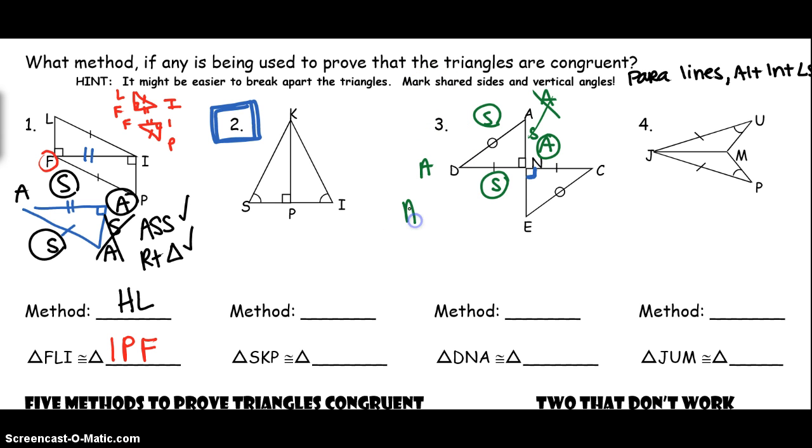Now, it's ASS, but is this a right triangle? Yeah, it is. It is a right triangle, so we're good. Hypotenuse leg proves that these two triangles are congruent. What I'm going to have you do is fill out what this goes with, because that we've practiced already, so I'm going to have you fill that out. And then I'd also like you to try 4 on your own also. So try 4, bring it to class, okay? So be careful with them. Make sure you look for your parallel lines, your shared sides, your vertical angles.